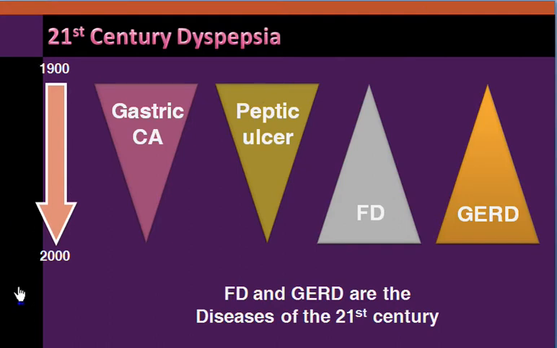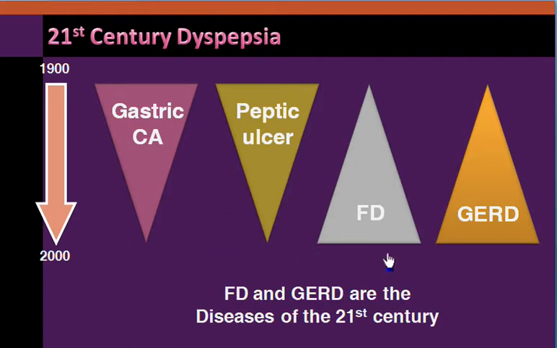From 1900 to 2000, the incidence of gastric carcinoma has come down to a very small proportion. Peptic ulcer disease, which was once the topmost among all the GI disorders, has been coming down, and we don't see much of peptic ulcer disease as of date, thanks to the advent of proton pump inhibitors, H2 blockers, prokinetics, and many other medications. Surgery for peptic ulcer disease has almost become a rarity.